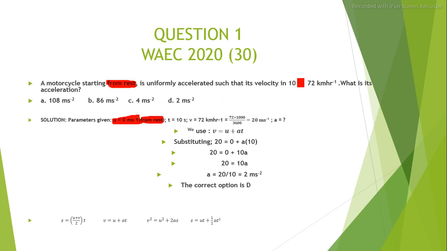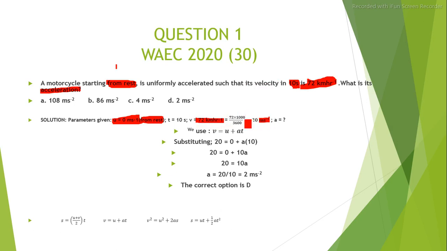We're given the time, 10 seconds. Then we're given the final velocity, 72 km per hour. The question says we should calculate the acceleration. So U is given to be 0, t is 10 seconds, V is 72 km per hour, and a is the acceleration. Now the SI unit of velocity is meter per second, not kilometer per hour. So this 72 kilometer per hour must be converted to meter per second.